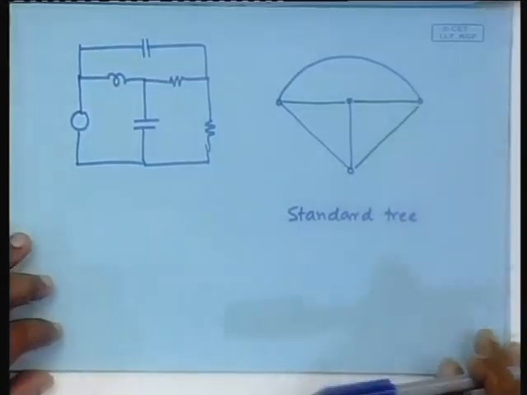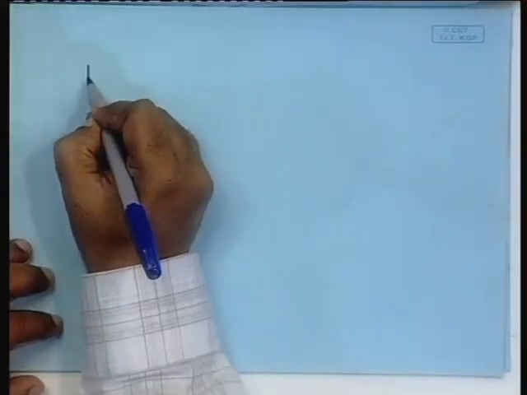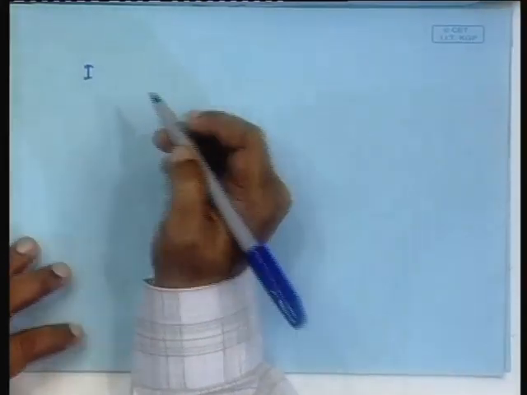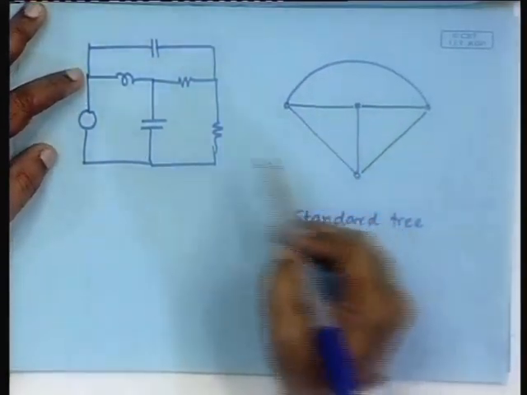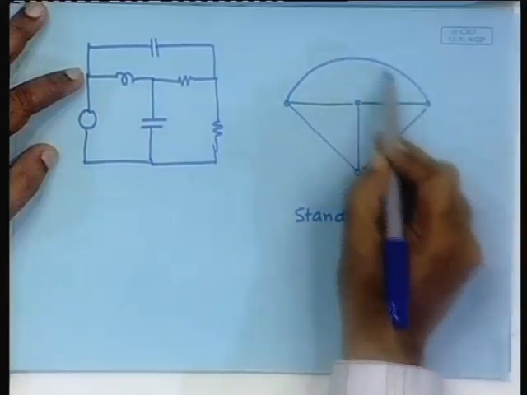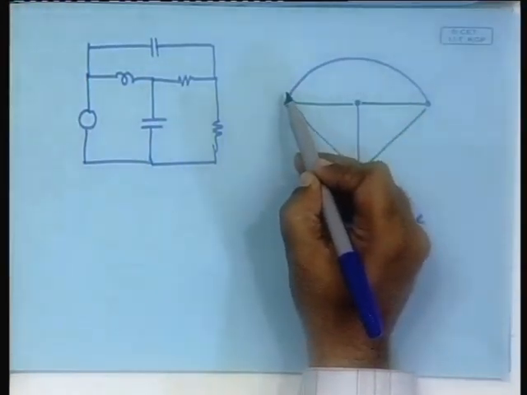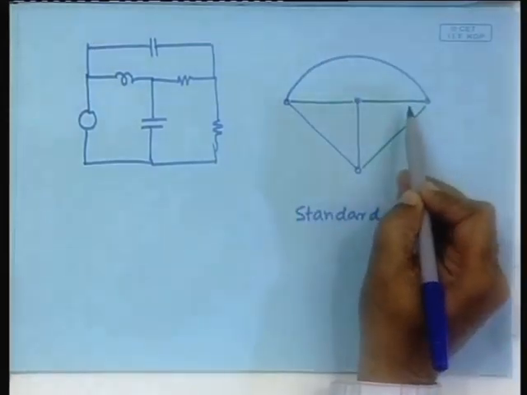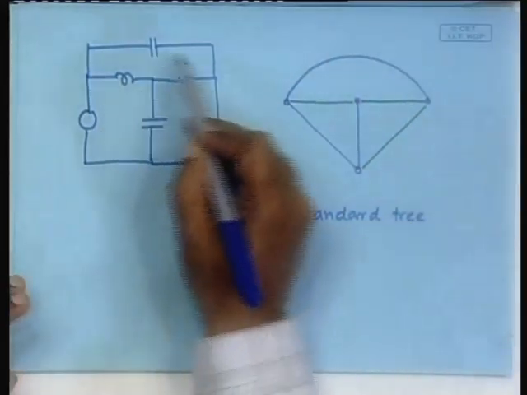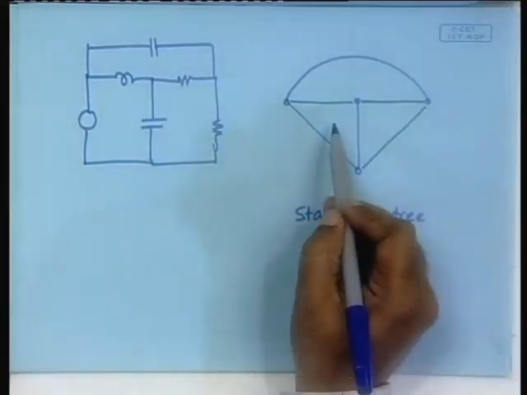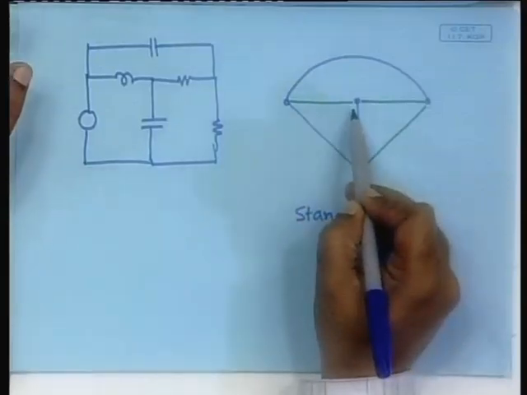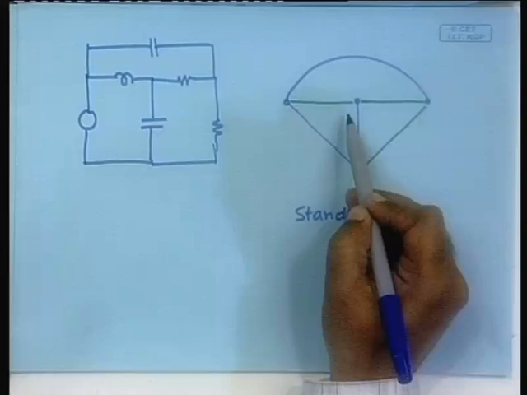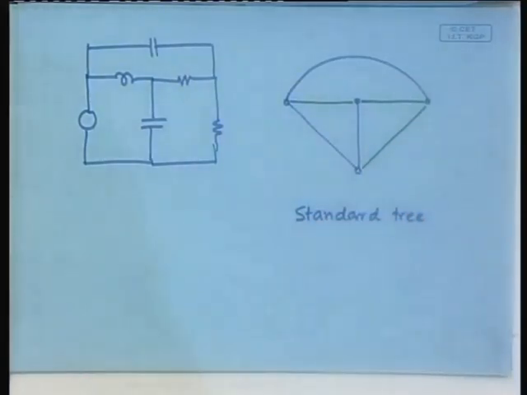So, we will write that since the capacitors are included in the tree, therefore, the state variables will be the capacitor voltages that are included in the tree. The way we have drawn it, the inductors will be in the core tree. So, the state variables will be those inductor currents that are included in the core tree. Fine. So, we have identified the state variables. What are they?